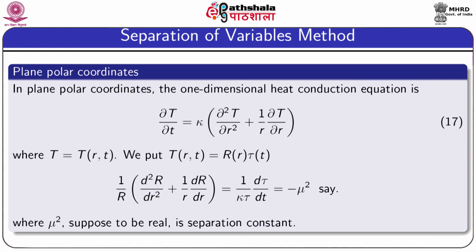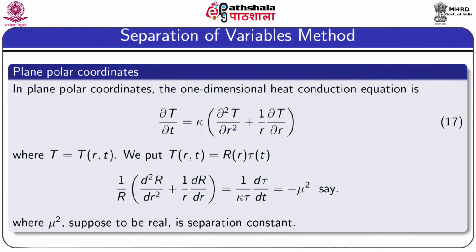For that, we write capital T as the product of capital R and tau, and substitute this expression in equation 18. We obtain the equation written here: 1 by R d2R dr square plus 1 by r dR dr equals 1 by kappa tau d tau dt. In this line we separated the variables r and t, and now we assume the separation constant as mu square.